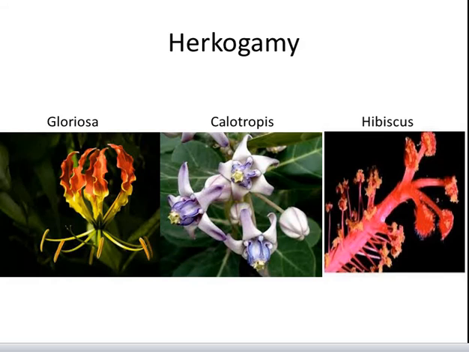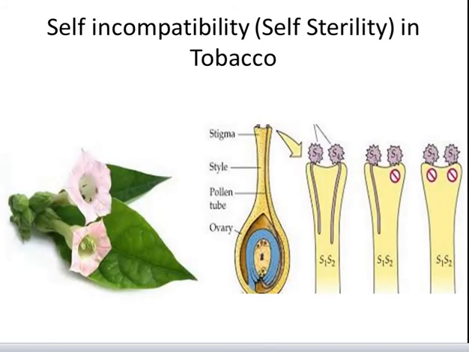The fifth strategy is herkogamy. It is a mechanical device to prevent self-pollination in a bisexual flower. In plants, a natural physical barrier is present between the two sex organs and avoids contact of pollen with the stigma of the same flower. For example, in case of gloriosa flower, calotropis flower or hibiscus flower, the stigma is positioned above the level of anthers.